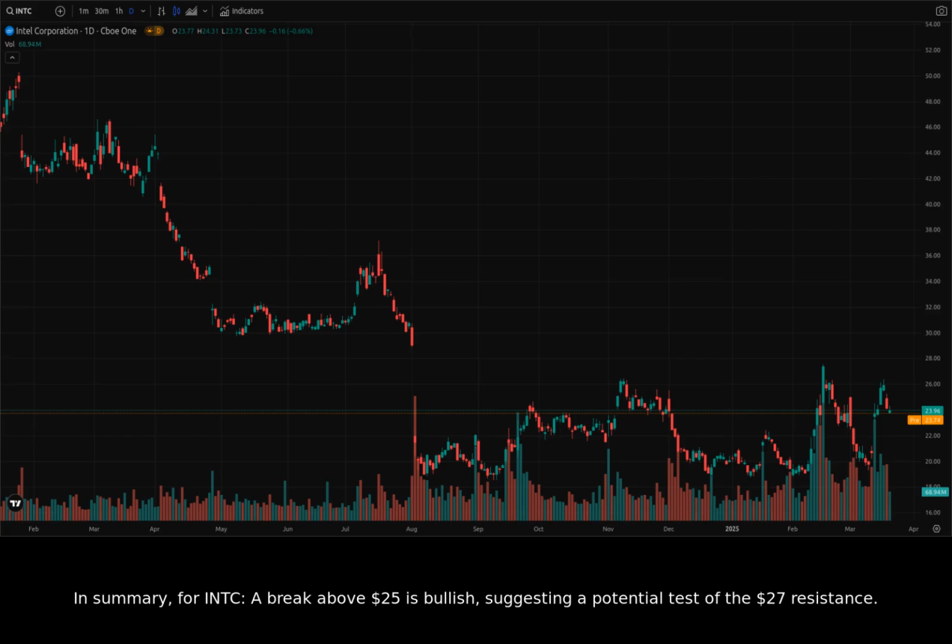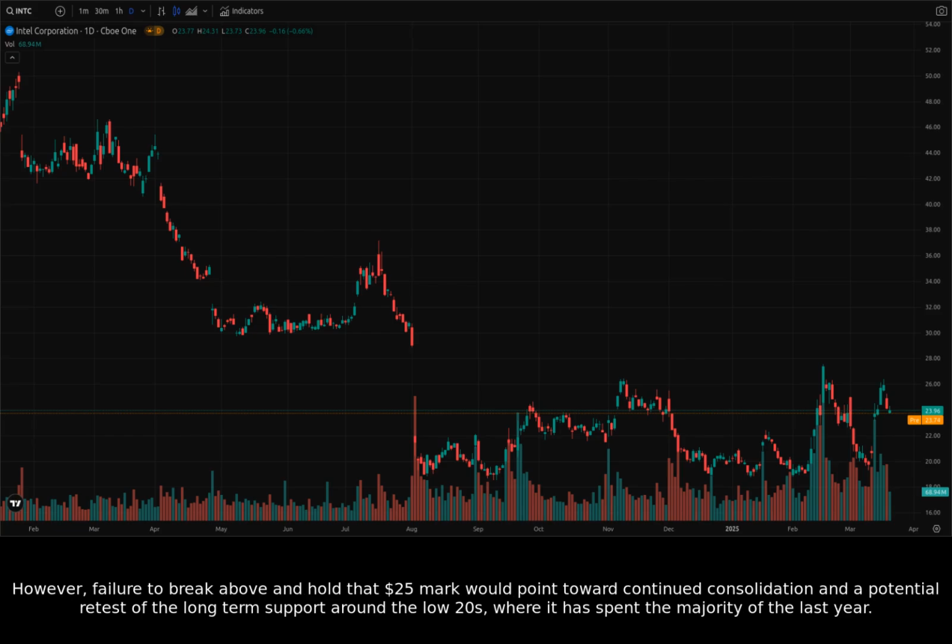In summary, for Intel, a break above $25 is bullish, suggesting a potential test of the $27 resistance. However, failure to break above and hold that $25 mark would point toward continued consolidation and a potential retest of the long-term support around the low 20s, where it has spent the majority of the last year.